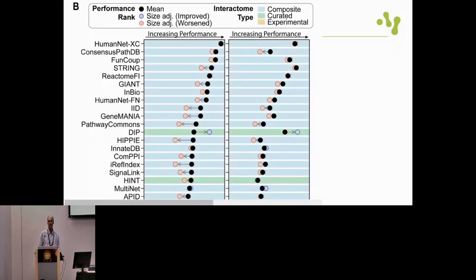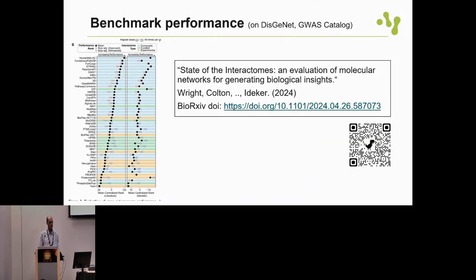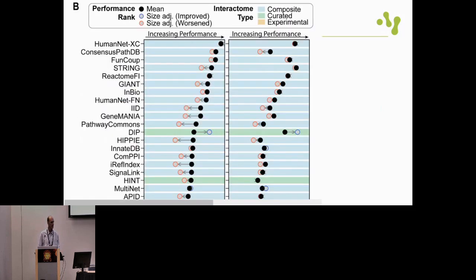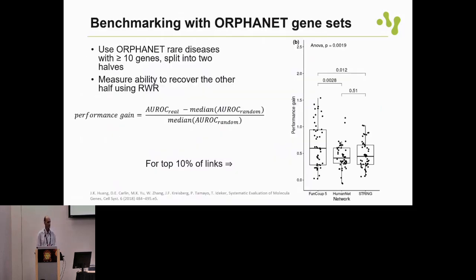Of course, there are so many different ways of doing benchmarking. Here they used DisGeNET and the GWAS catalog as references, but there's always a chance of bias, like what if some of these were trained on that? So we did it ourselves too, and took the database OrphaNet, with the idea that those are rare genes for which there isn't that much data. And then, in our own hands, we found that FunCoup outperformed the HumanNet and the STRING networks.